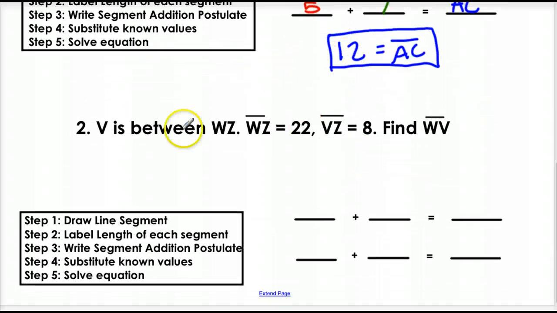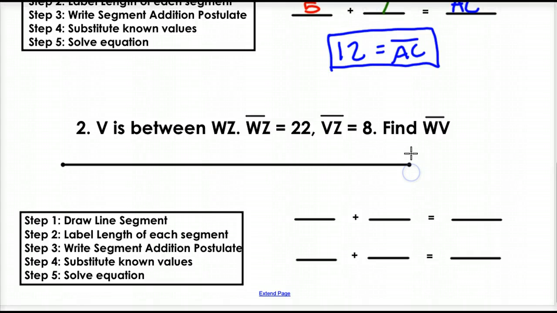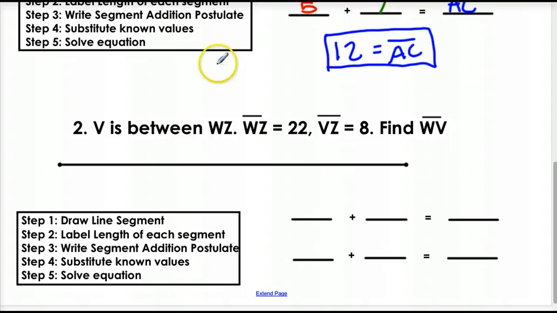Second one, V is between W and Z. If WZ is 22 and VZ equals 8, what's WV? If you ever read a question like this and you have no idea what's going on, the first thing to do is always just start drawing something. Now you guys have a ruler, so take out that ruler and draw a very nice line segment. Now I have this nice little thing right here, so I'm just going to use this perfect line.